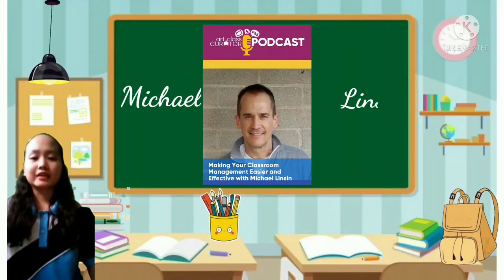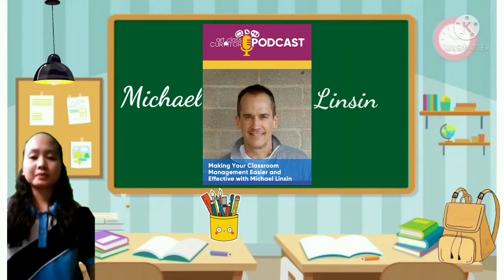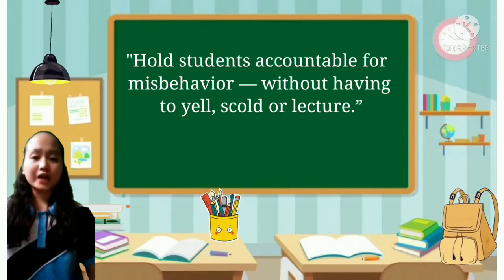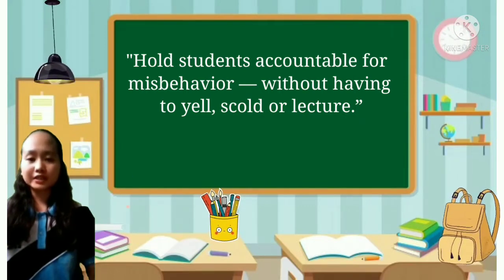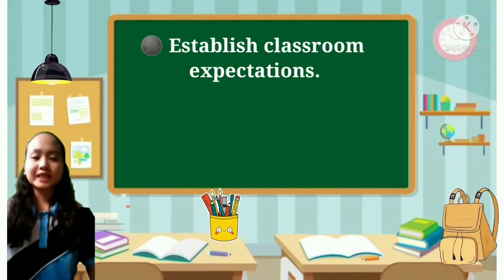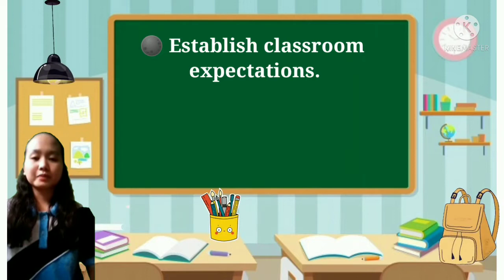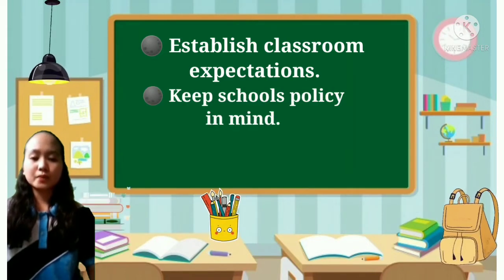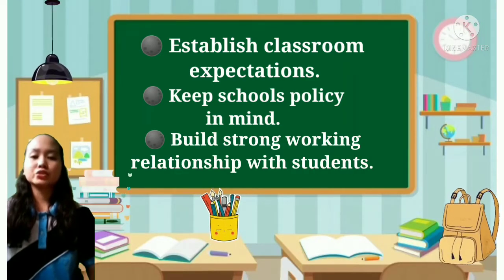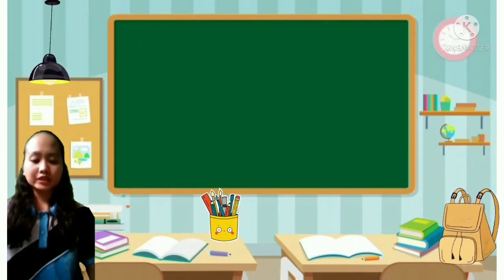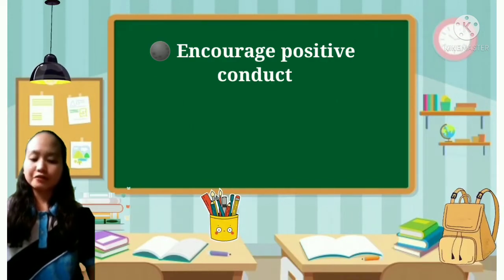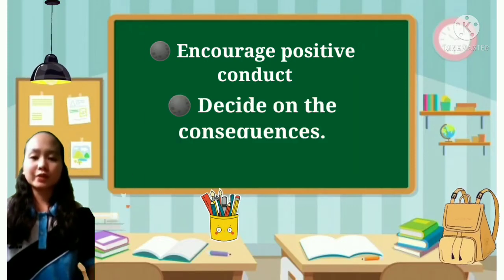According to Michael Linsin, the purpose of a classroom management plan is to hold students accountable for misbehavior without having to yell, scold, or lecture. First, establish classroom expectations. Second, when designing a classroom management plan, keep school policies in mind. The next step is to build strong working relationships with pupils. Fourth, to encourage positive conduct, teach engaging topics. Finally, decide on the consequences.